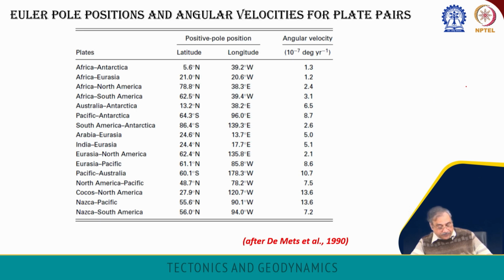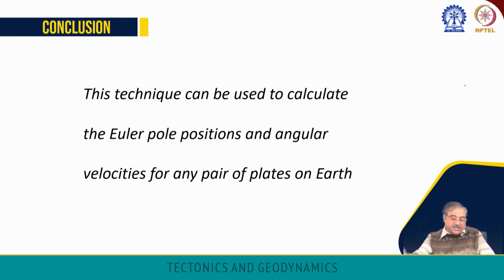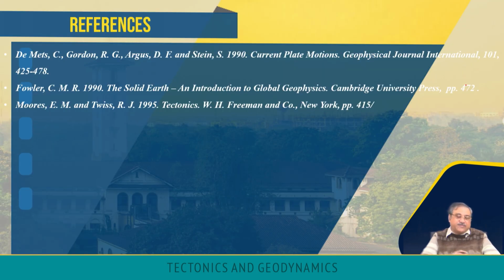So now, given this, we can calculate the Euler pole positions and angular velocities for any plate pairs. And this has been compiled and listed as you can see. This technique can be used to calculate the Euler pole positions and angular velocities for any pair of plates on Earth. So what you're doing is just using simple trigonometrical geometry. You can actually use vectors to simplify the calculations even further.